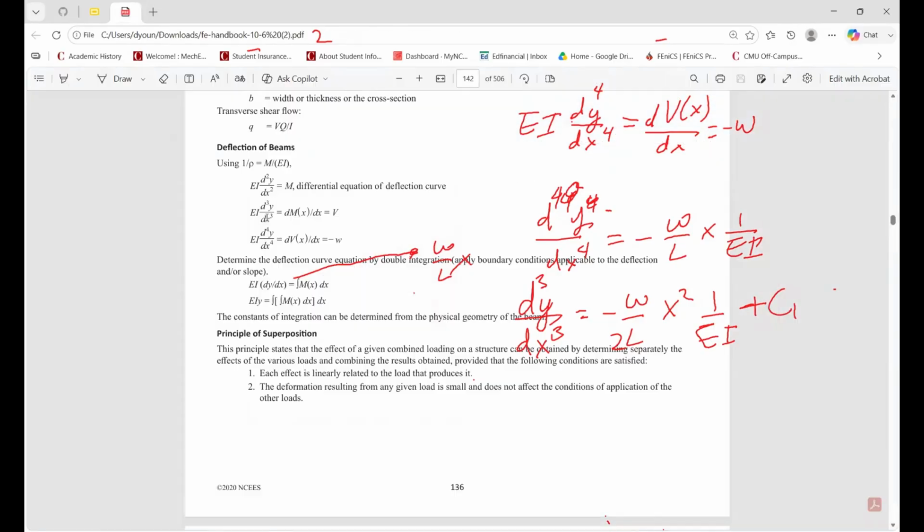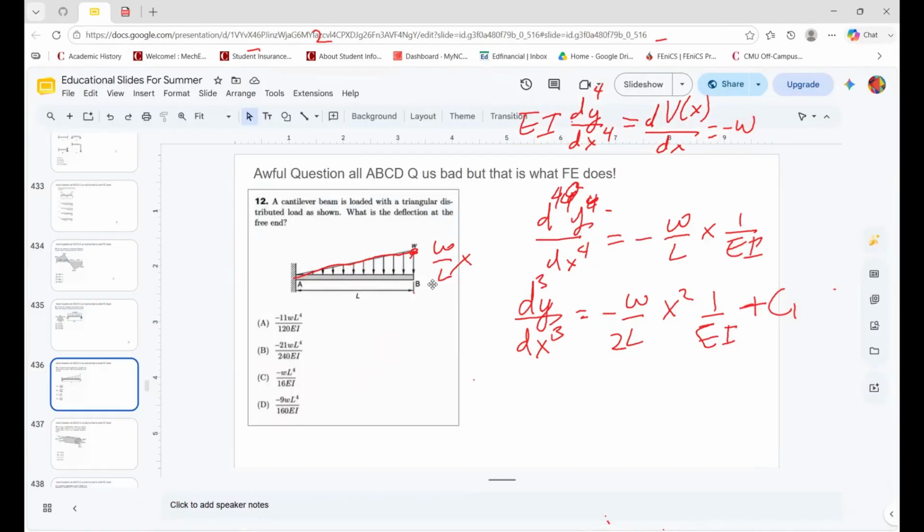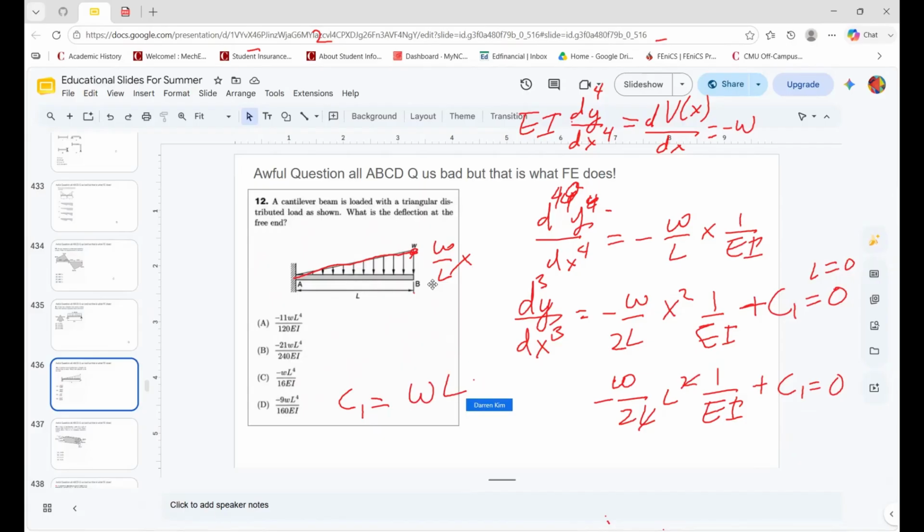For C1, you go over here and realize that this should equal V, and V at the free end equals 0. So if at x equals L, we can plug L in: minus omega over 2L, L squared, times 1 over EI, plus C1 equals 0. So C1 equals whatever this is. Cancel this one out, cancel this one out, and I get something like omega L divided by 2 EI at the bottom.